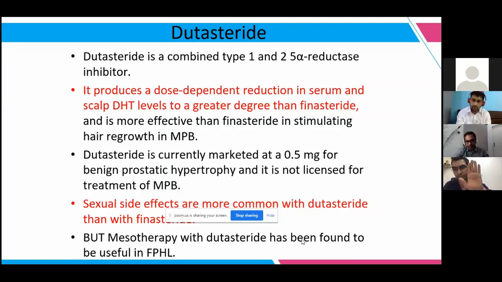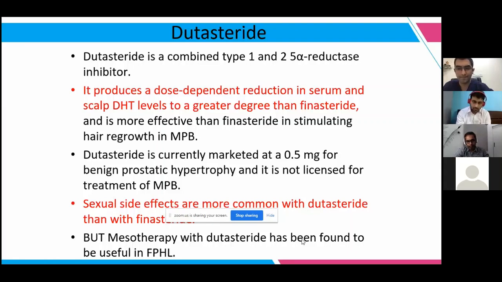Theoretically, what both of you have mentioned is right. Dutasteride has a higher efficacy when compared to finasteride. The thing is, sexual side effects are more common, but not everybody will encounter sexual problems because it is only 4 to 6%. Sometimes it may go up to 10%. There's a mention of mesotherapy with dutasteride, which I myself have tried in some of my patients, and it has been found to be useful.